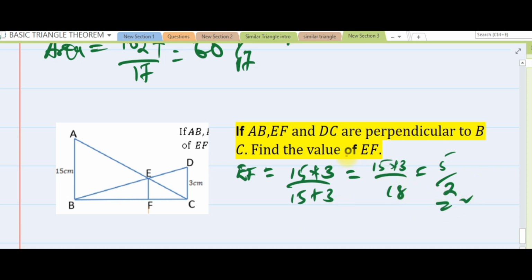That's it. Without wasting time, the answer is 5 over 2. You'll be wondering, how come I derive the formula that I used to solve this question?